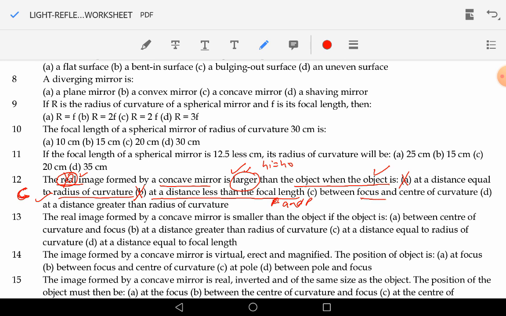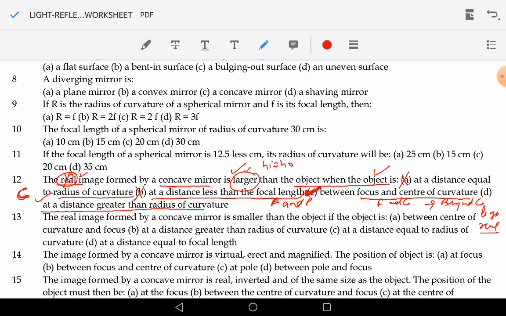The object is between focus and center of curvature, that is F and C. Now in this case, the image gets formed beyond C. The image is large and it is real. So by far, I think our option C is the correct one. But let us give a quick look at the D one also.